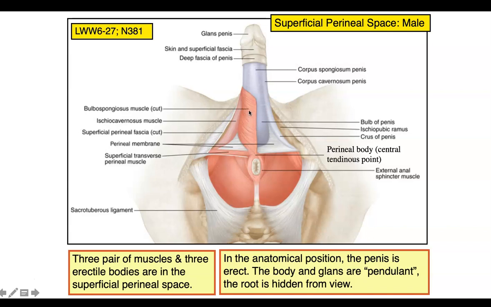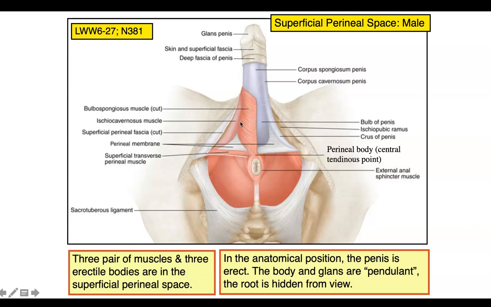These three muscles are named bulbospongiosus, ischiocavernosus, and superficial transverse perineal muscle. Also on this right side, there are another bulbospongiosus, ischiocavernosus, and superficial transverse perineal muscle. And these muscles are attached on this membrane, which is called the perineal membrane. In between these three muscles, this membrane is the perineal membrane.